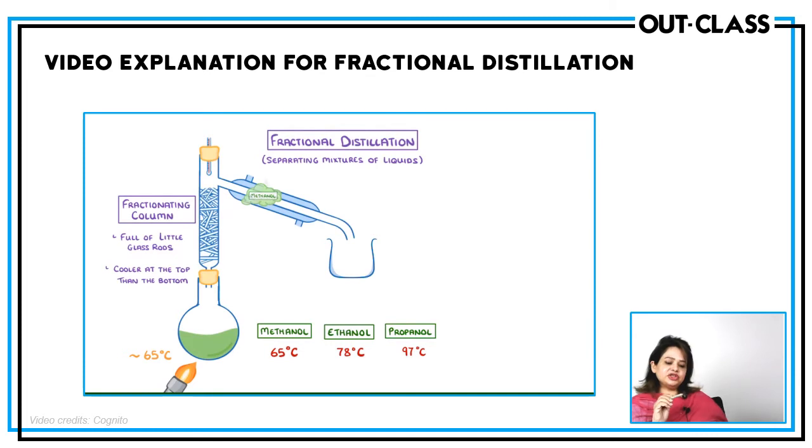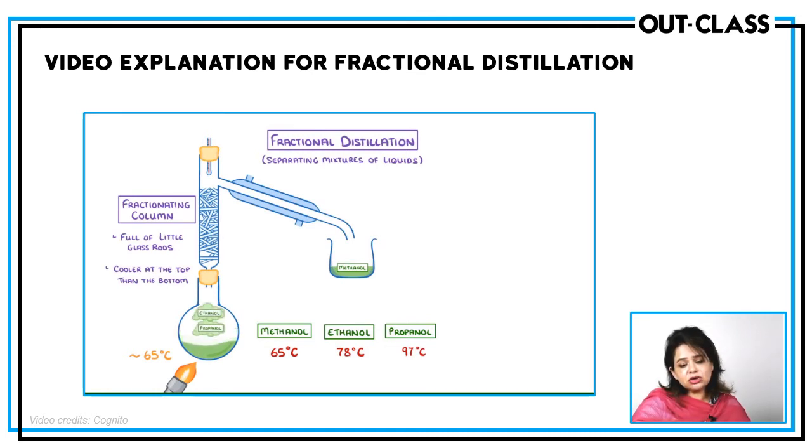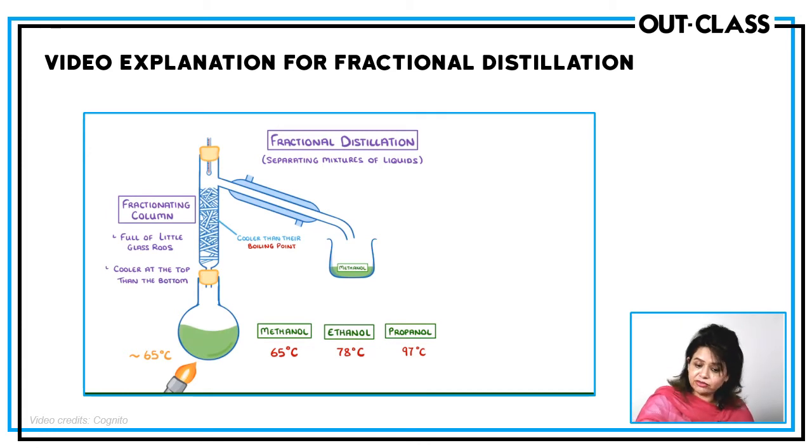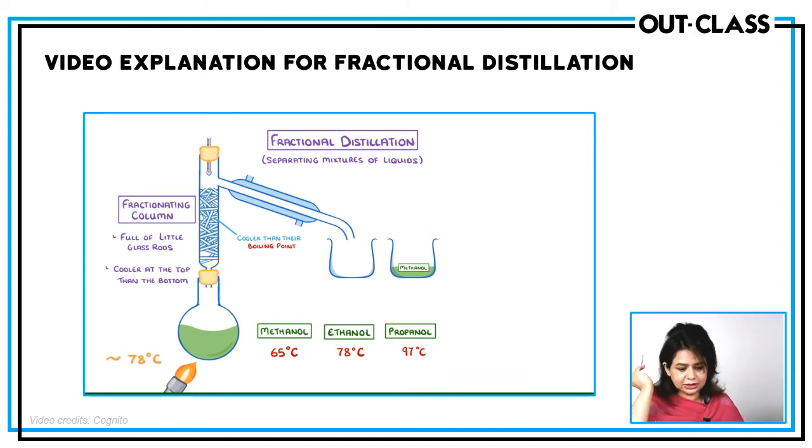So when we'll heat the mixture, the vapors will start rising. Methanol, ethanol, propanol, all vapors will rise. But they will condense on the beads or the glass rods of the fractionating column, and they will fall back into your distillation flask because their temperature is not reached yet. When the temperature becomes fixed at 65 degrees Celsius, at that temperature the methanol vapors will pass on to the condenser. They'll be cooled in the condenser and they'll be collected in the collecting vessel. But the vapors of ethanol and propanol will fall back into the flask.